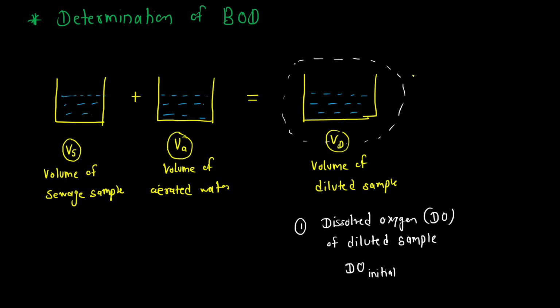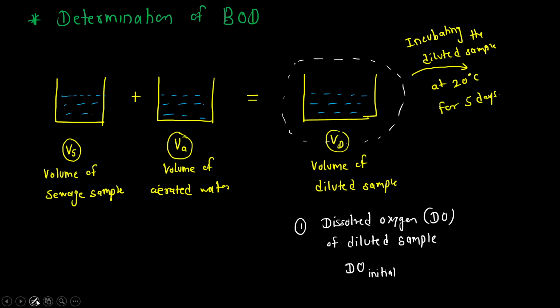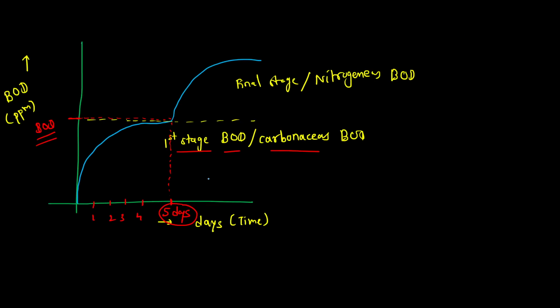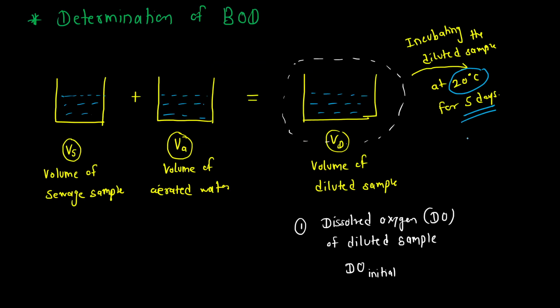Now this VD, or we can say this sample which we are getting here, this we are incubating. What we are doing after this, we are incubating the diluted sample at 20 degrees Celsius for 5 days. So these parameters are important, so you just remember this properly, the temperature and how many days. Now this 5 days, why we are taking, because we know up to 5 days the first carbonaceous BOD will be oxidized.